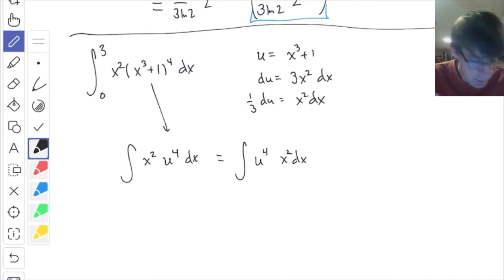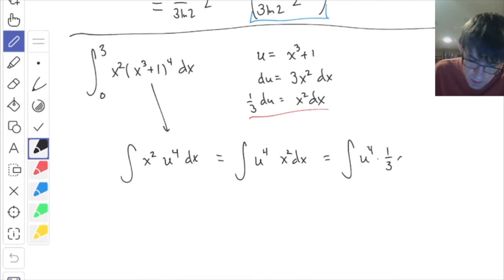And what is x squared dx? It's right here. It is 1/3 du. So this is the integral of u to the 4 times 1/3 du. And now I have substituted all the x's away and replaced them by stuff involving u's.